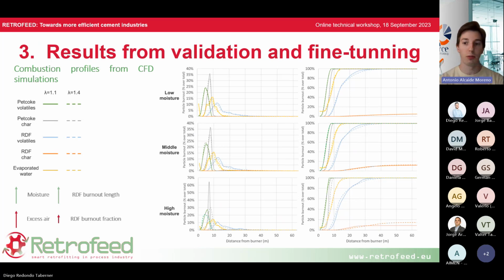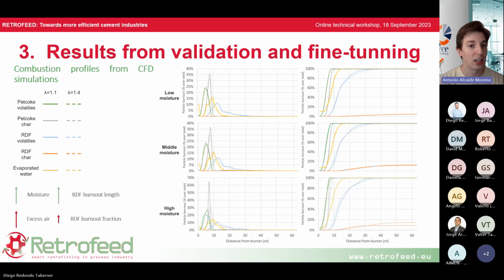What we can see from the simulations is that the increased moisture we have in the RDF, the, let's say, more detached flame we obtain. This is, let's say, a very straightforward result. The higher moisture content, the higher energy is needed to evaporate it, so later the combustion starts.